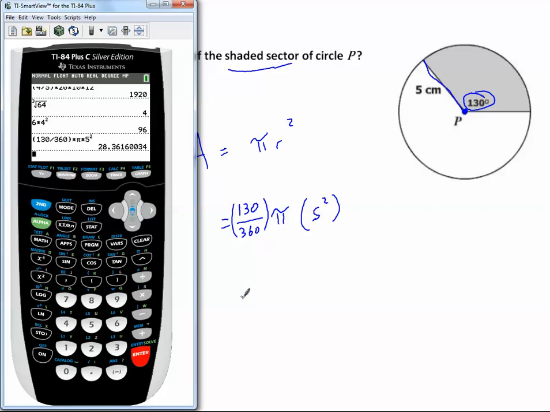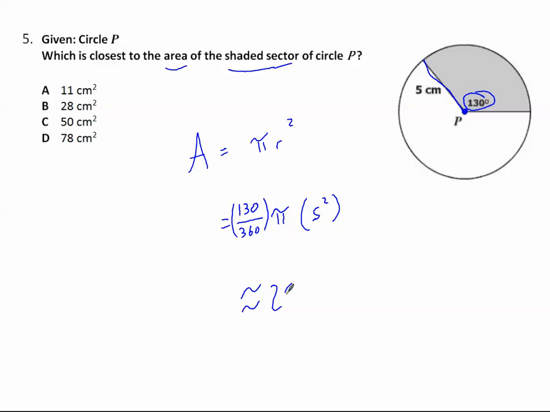28.36-ish. We're dealing with centimeters, it's area, so it is squared. 28.36. It's looking for what is the closest, so don't freak out when you don't see the decimal. The closest thing to 28.36, I would say, is 28.